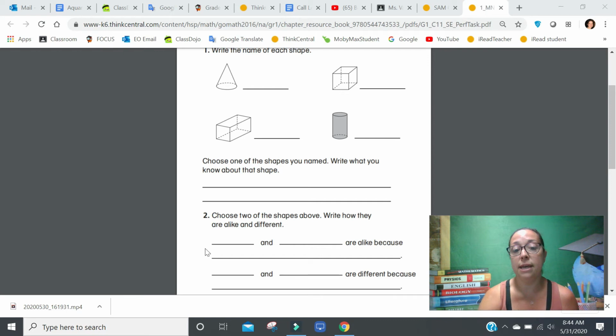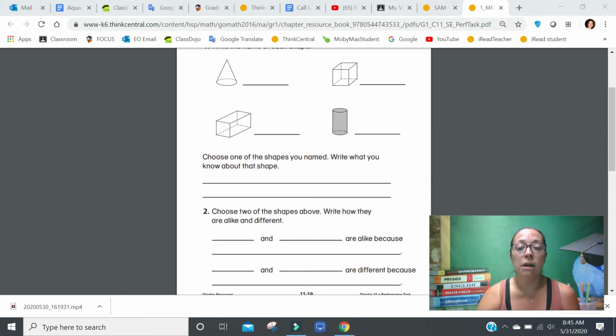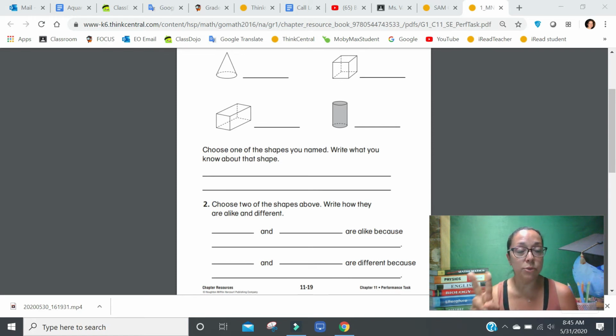For example, I can say a rectangular prism and a cylinder are alike because they both have what? What do they both have? Puedo decir, por ejemplo, una prisma rectangular y un cilindro son iguales porque los dos tienen ¿qué? ¿Qué tienen los dos? They do both have something that's the same. All right, and then the second one, I'm going to use the same 2 shapes. Voy a usar las mismas 2 formas, pero esta vez voy a decir que es diferente. This time I'm going to say how they're different.